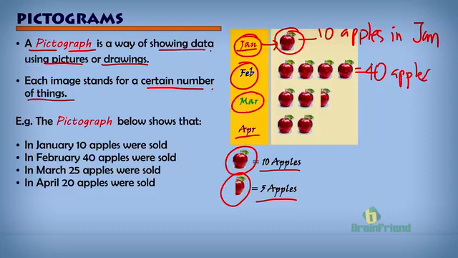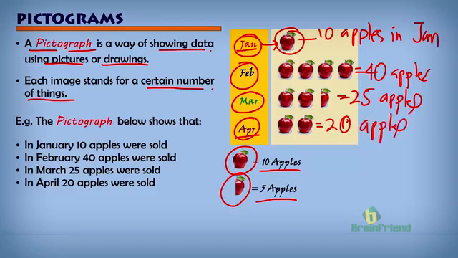In the month of March, he sold 1 apple, that's 10 apples represented, plus another apple, another 10 apples, that's 20 apples, 10 plus 10, and a half apple, which we said represents 5 apples. So he sold 10 plus 10 plus 5, and that would give us 25 apples. And of course, in April, he sold 1 apple representing 10 plus another 10 apples would give us 20 apples.